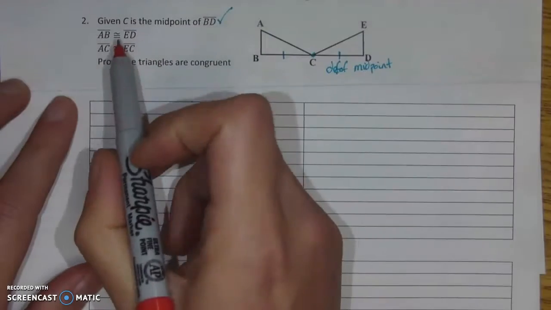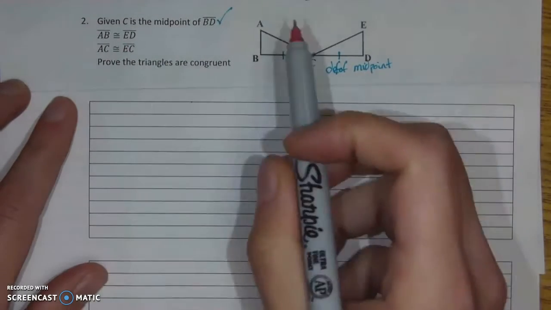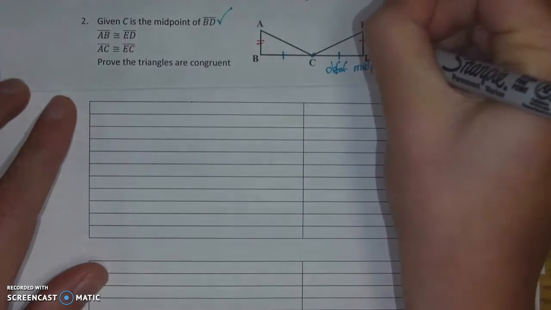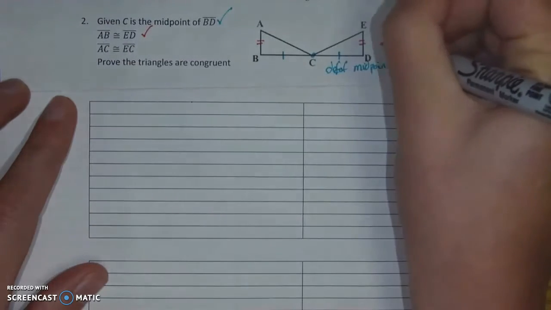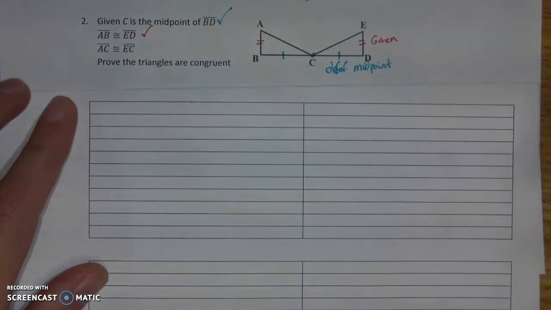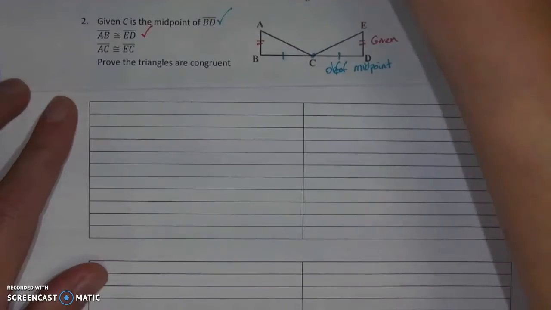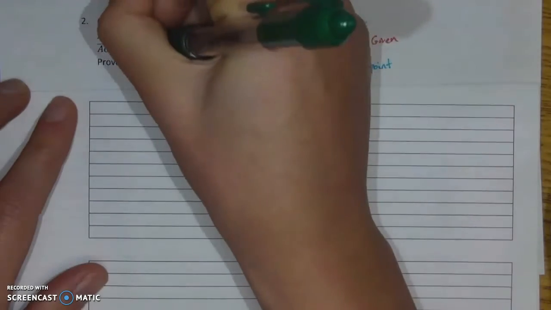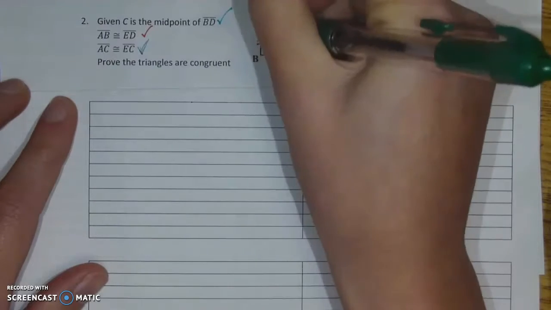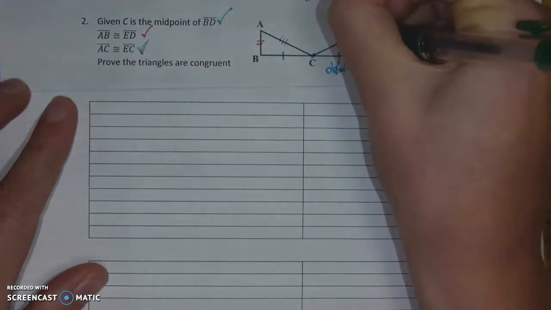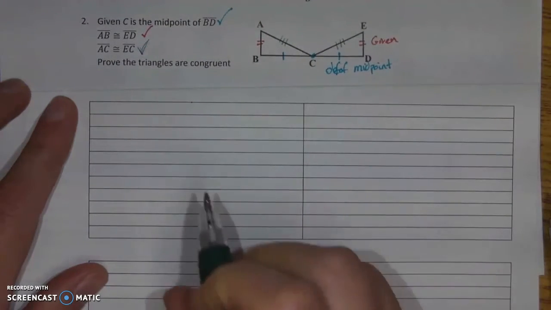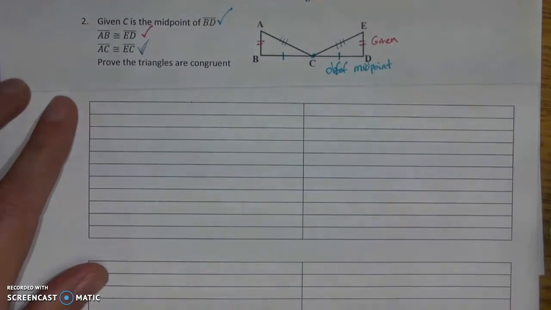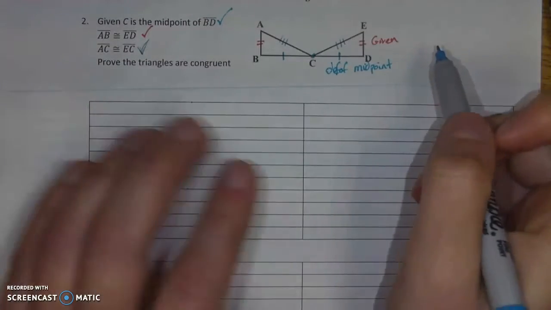The next piece of information I'm given is that AB is congruent to ED. So AB and ED are congruent, and that was just given to me. Next, I know that AC is congruent to EC. So since AC is congruent to EC, I can add that marking. Well, that's really nice because right here I have three sides congruent to each other, and I haven't even had to go outside of my givens.